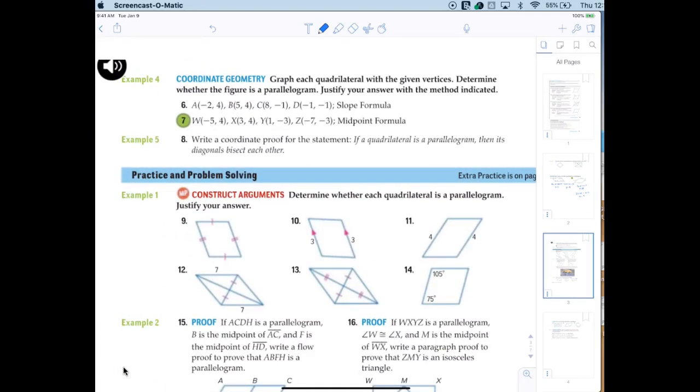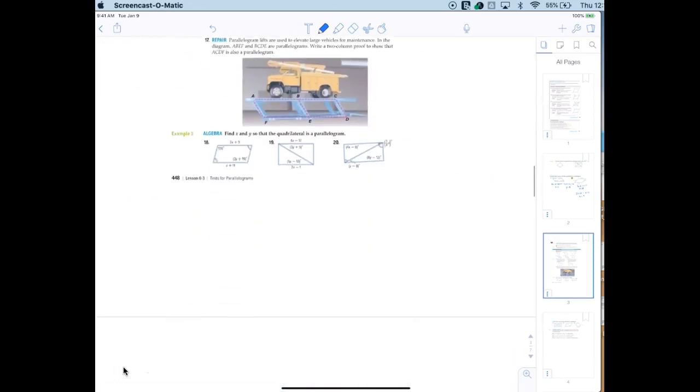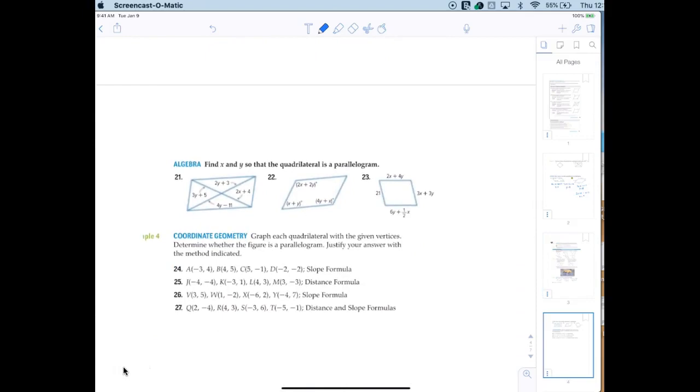Graph each quadrilateral. Okay, listen. One thing I want to do is, because there's a lot of graphing here, how about if I drop it into Notability? That way you can graph it easily. Does that make sense? Mm-hmm. All right, give me a second to drop this into Notability. I'd rather you just go ahead and do it in Notability. I forgot that there's a bunch of graphs on here. So let me drop it in Notability for you real quick.